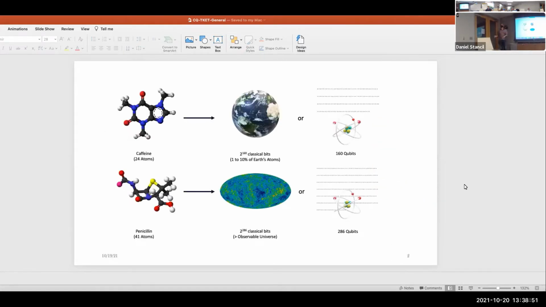The reason that we're so excited about this is because you can use a quantum computer to solve problems that we never could have hoped to solve using normal computers. A perfect example is in molecular simulations. In the upper left-hand corner, this is my favorite molecule, caffeine. It's not terribly large, but if you were to use a classical computer to try to simulate this, you could do it, but it would take a computer about 1 to 10% the size of the Earth.